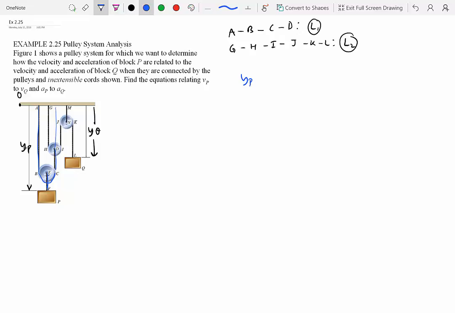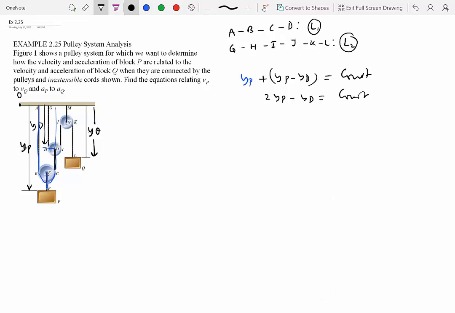So what I'm going to do is introduce one more position variable, and I'll call it Y sub D. That indicates the position of point D. So what we've got is YP minus YD, which indicates the length of segment CD, and that is equal to a constant, whatever it might be. So we get 2YP minus YD equal to constant.